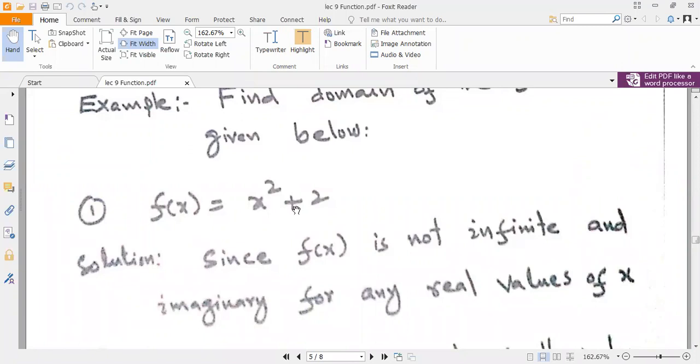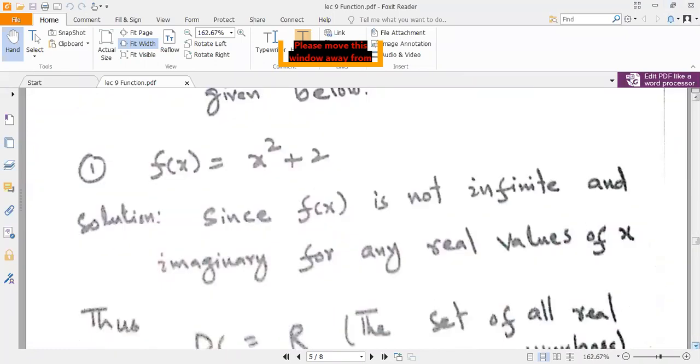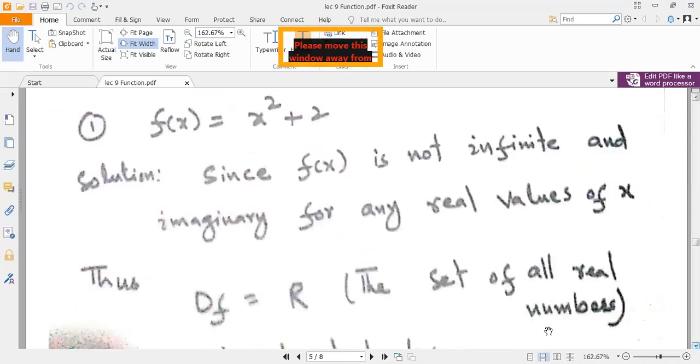It means you put any real number, and the result will be finite, neither infinity nor imaginary, because this function is not in a radical. If a function is given in a radical, then there is a chance of a negative sign inside the radical. So the domain of this function is the set of all real numbers. If you put any real number, the result will be neither imaginary nor infinity.